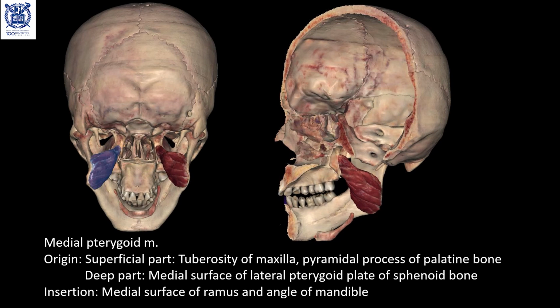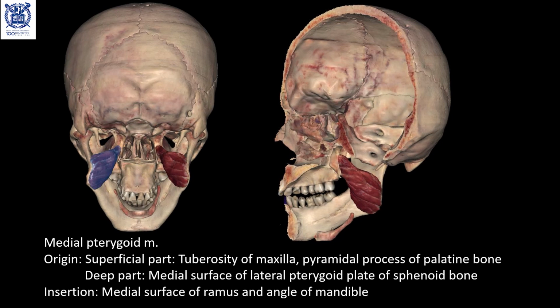Medial pterygoid muscle. It is also called the internal pterygoid. It is a thick quadrilateral muscle of the face. It is innervated by the mandibular branch of the trigeminal nerve and is supplied by the pterygoid branch of the maxillary artery. The medial pterygoid muscle consists of two heads. The bulk of the muscle arises as the deep head from just above the medial surface of the lateral pterygoid plate. The smaller superficial head originates from the maxillary tuberosity and the pyramidal process of the palatine bone.